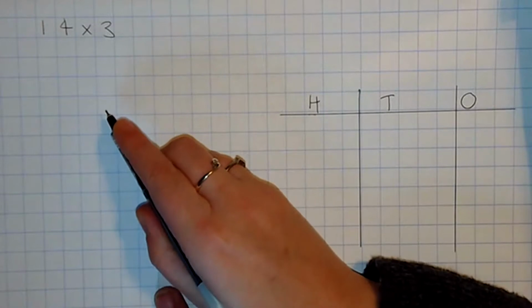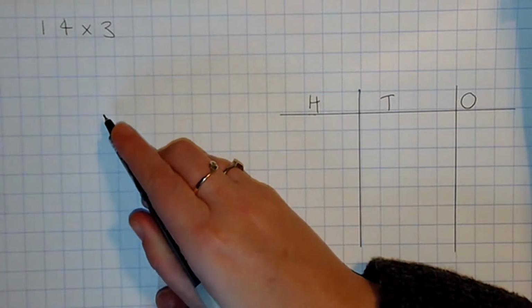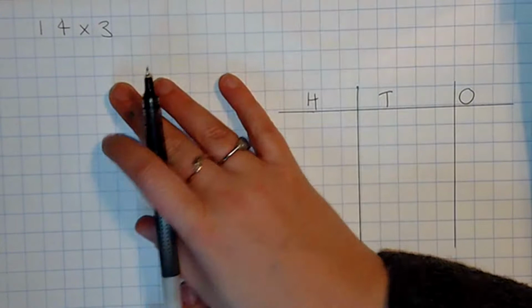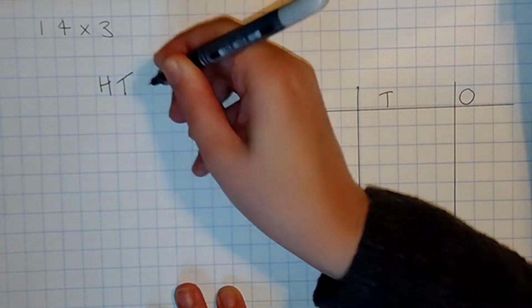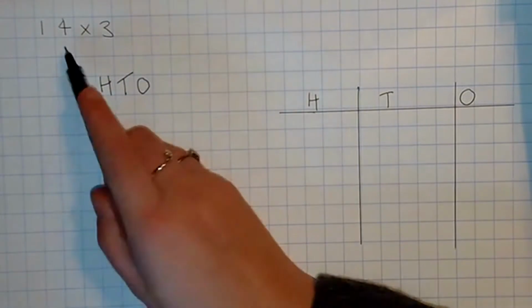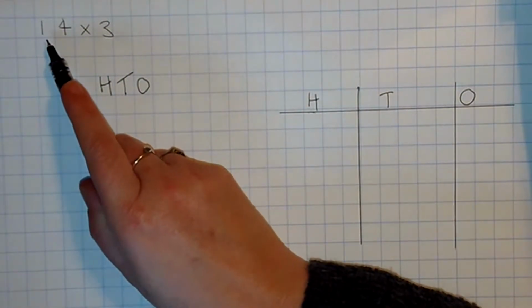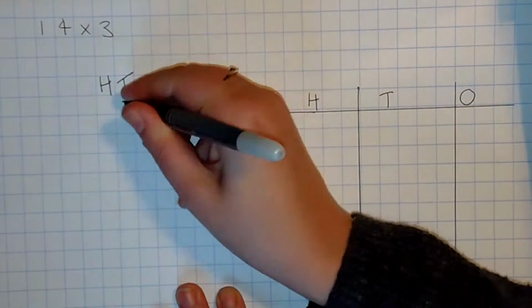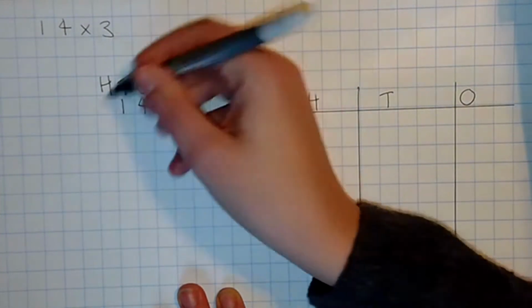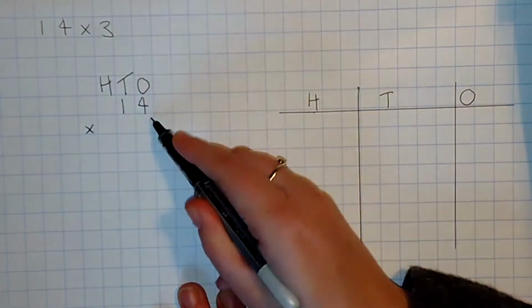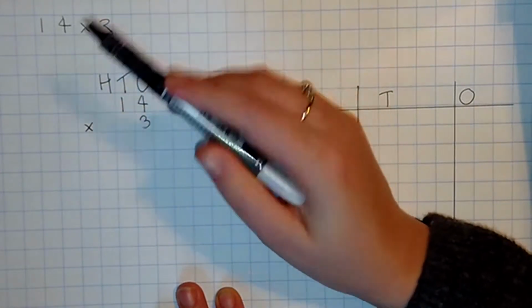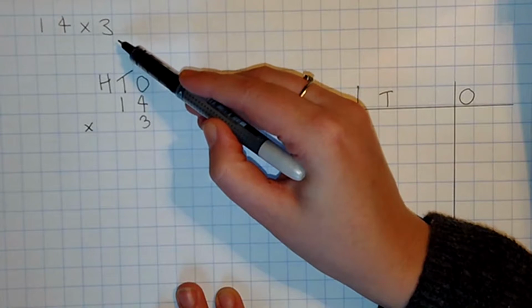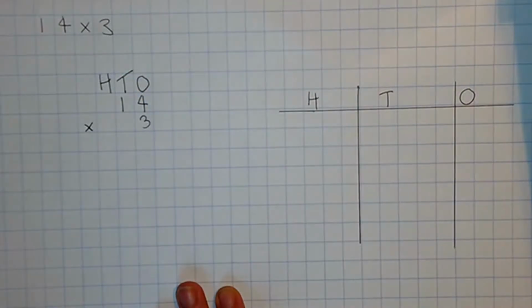So my first step to success is I'm going to be writing out my equation into column multiplication using place value. So for my place value, I'm going to write my hundreds, H, tens, and ones. Then I'm going to put my sum in here, 14. 14 is 1 ten and 4 ones. I put my multiplication sign, and then I'm going to put here 3, because I'm multiplying 14 by 3 ones.